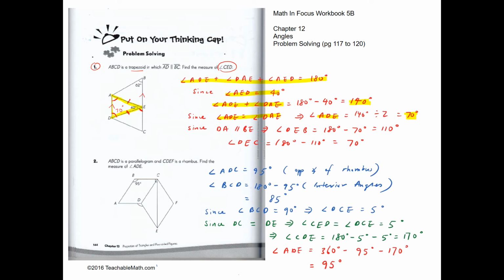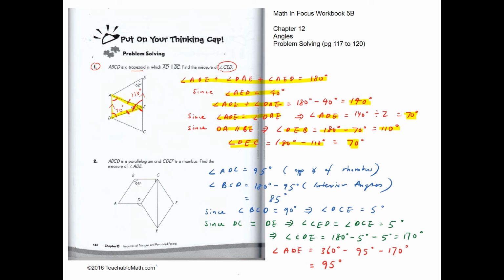Next, we know that DA is parallel to BE. So therefore, DEB will have to be 180 minus 70, which is 110. So where is this angle? This angle will be here. So this whole angle, the whole thing here, will have to be 110. And the next step is easy. To find DEC, it will be 180 degrees minus 110, which is 70.